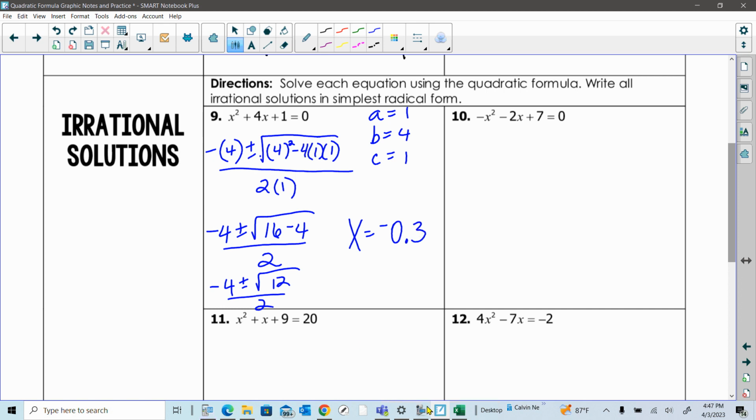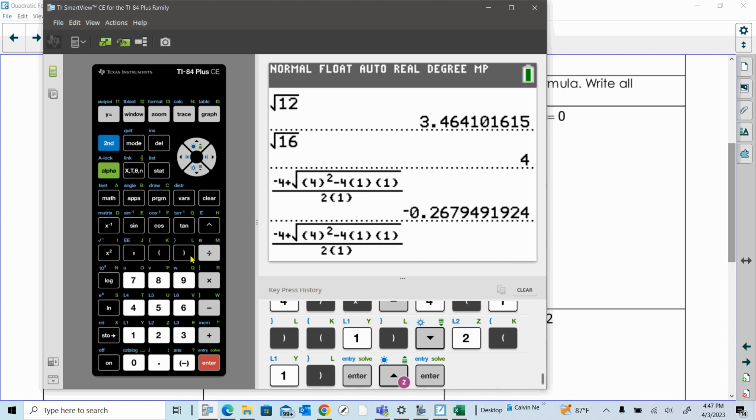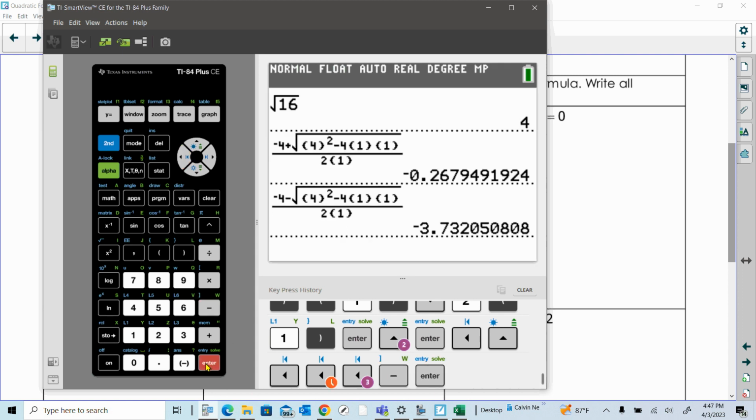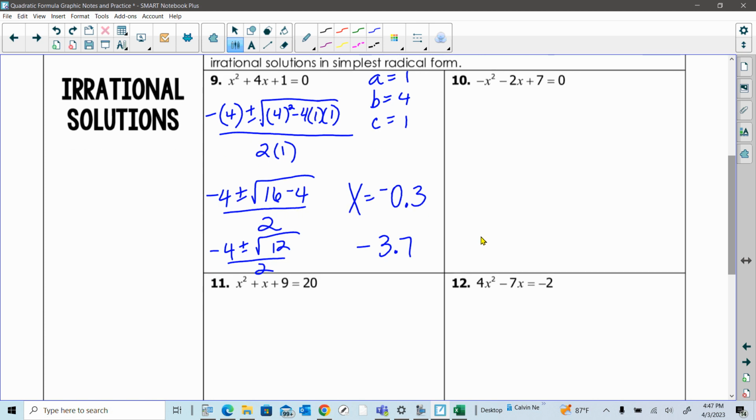Now to get the minus, we have to do one with plus and one with minus. We did the plus first. I'm just going to arrow up, copy that entry, arrow to the right, then arrow up, arrow to the right, change that plus sign to a minus, and hit enter. So there's our second solution, negative 3.73, so that's just going to be negative 3.7.